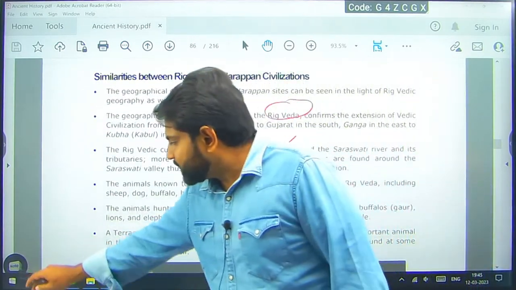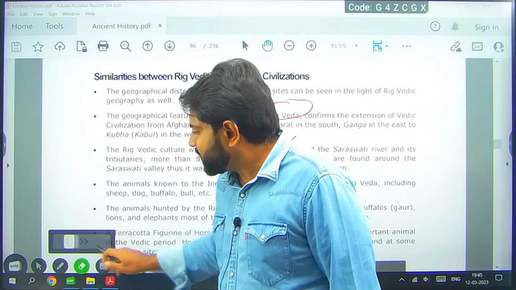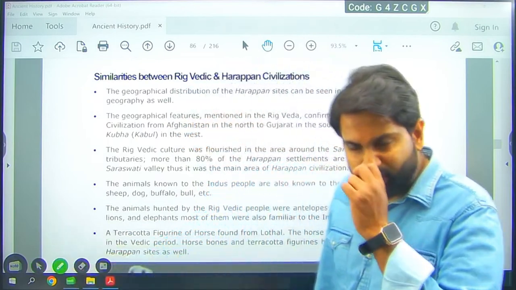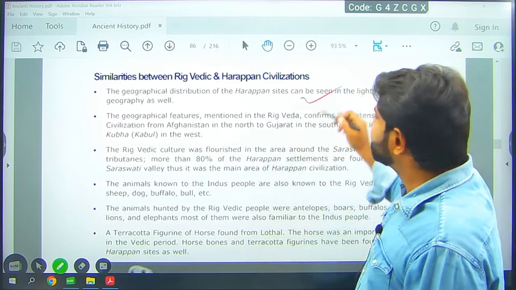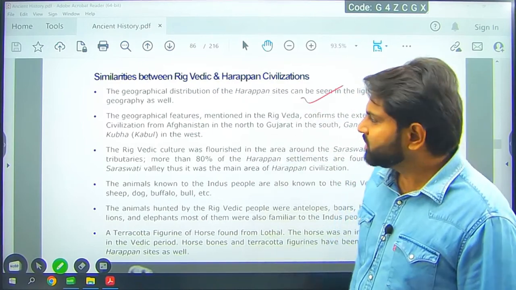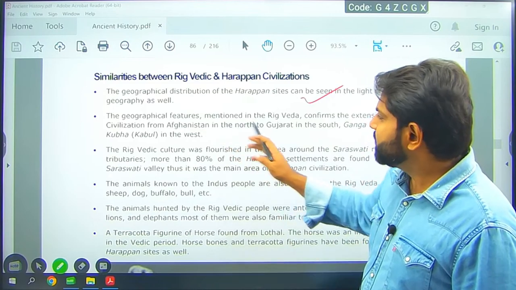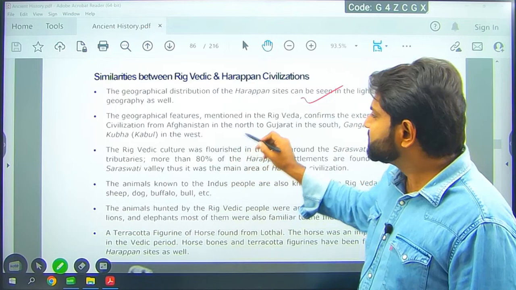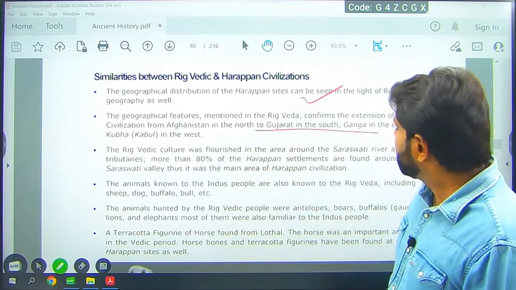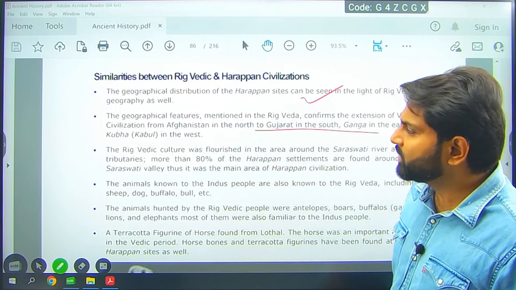So, what are the similarities between Vedic civilization and Harappan civilization? We will try to see the convergence. Geographical distribution of the sites is one important feature. The geographical features mentioned in the Rig Veda confirm the extension of Vedic civilization from Afghanistan in the north, Gujarat in the south, Ganga in the east and Kabul in the west.